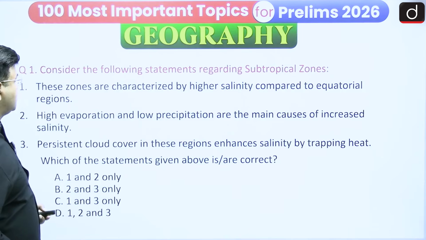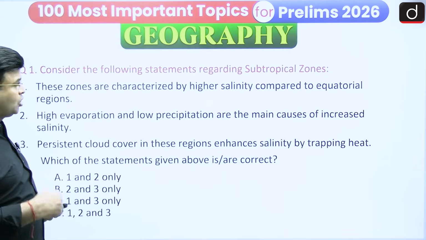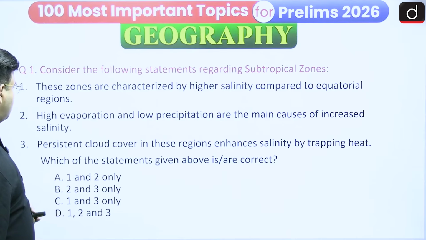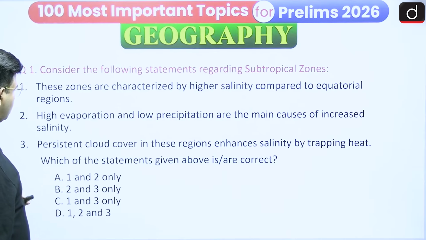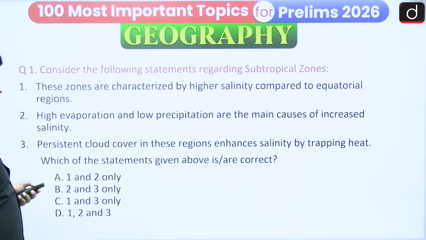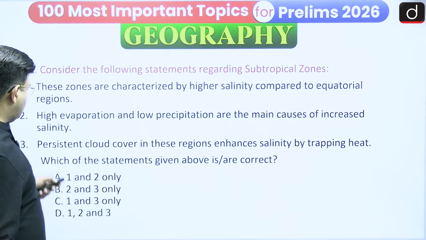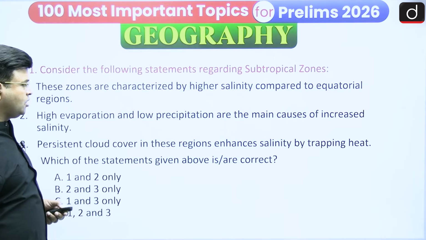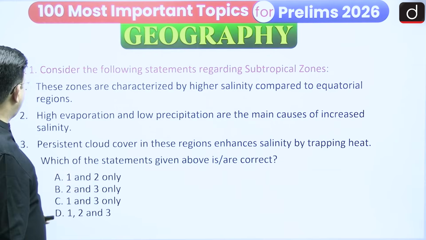So consider the following statements regarding the subtropical zone. First, the subtropical zone is characterized by higher salinity compared to the equatorial region. Second statement, high evaporation and low precipitation are the main causes of increased salinity. You have to say whether it is right or wrong, and please keep on giving comments whether these statements are right or wrong. Yes, we are waiting for your comments. And then, persistent cloud cover in these regions enhances salinity by trapping heat. So on the basis of this statement, give your answer, we are waiting for your answer.